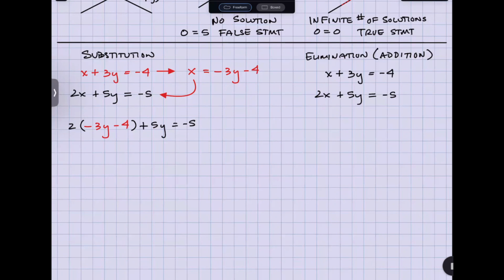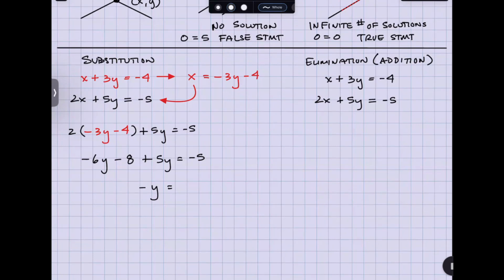And then solve. So when we're solving here, we get -6y plus 8 plus 5y equals -5. Negative y is equal to negative, whoa, sorry, made a mistake here. There we go. It's supposed to be -6y minus 8. So we're going to get negative y equals 3. Oops. So y is equal to -3.